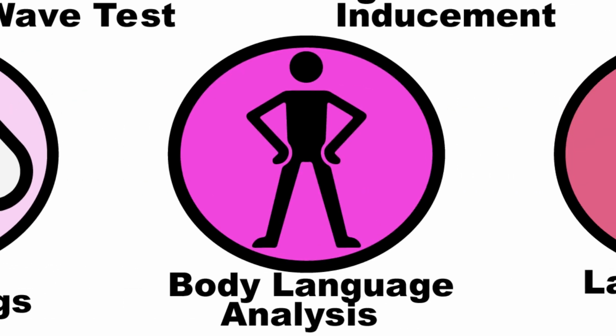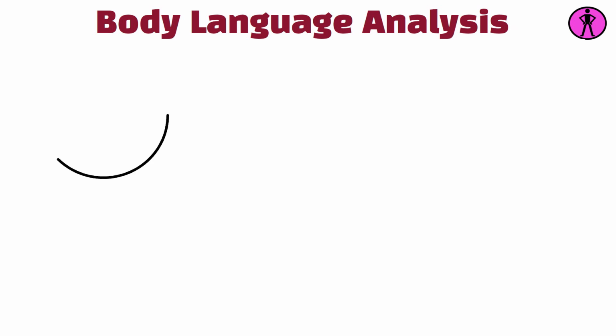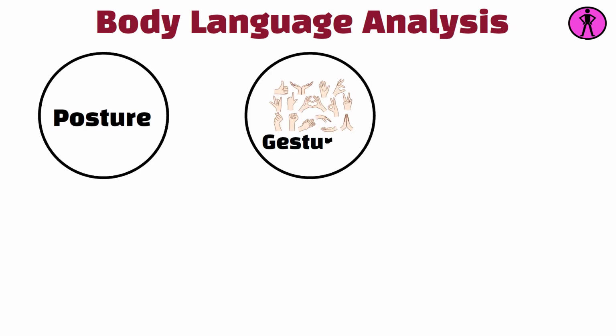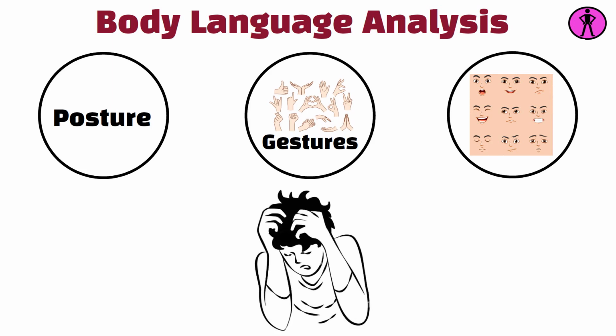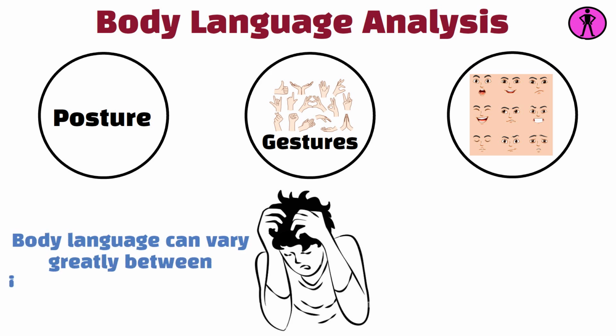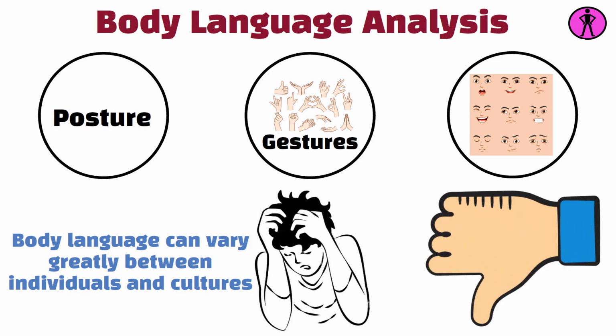Body language analysis. This involves observing nonverbal cues like posture, gestures, and facial expressions for signs of deception. For example, liars might display nervous behaviors or less animated expressions. However, body language can vary greatly between individuals and cultures, making this method unreliable on its own.